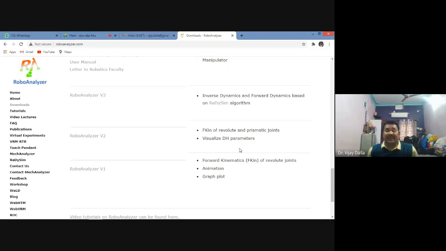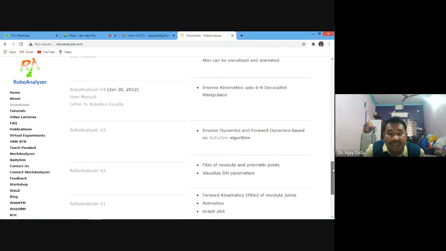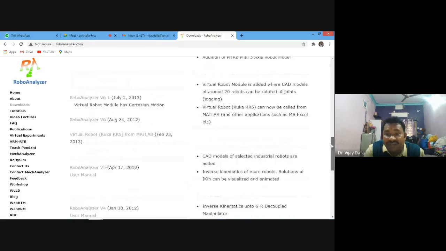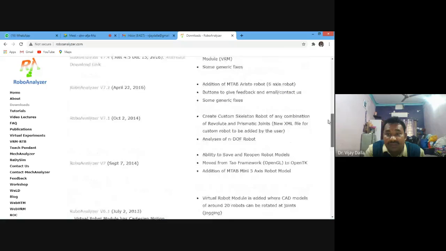In the next version, Robo Analyzer V2, the added advantages were these prismatic joints and visualization of DH parameters. The full form of DH is Denavit-Hartenberg. It's named after two scientists, Denavit and Hartenberg. After some time, it got featured with more.